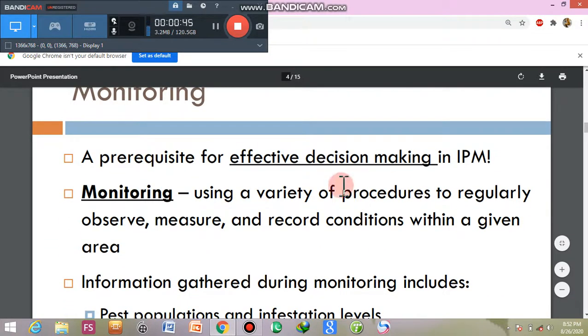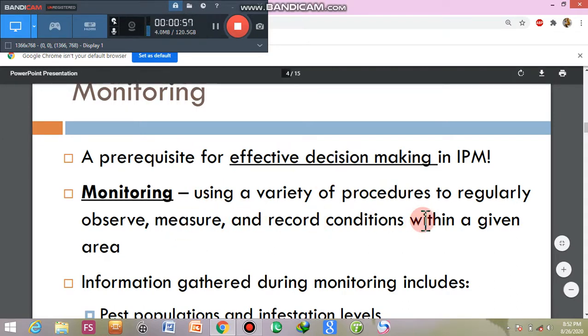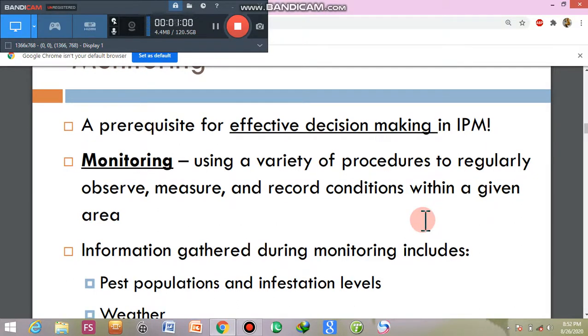Monitoring is a prerequisite for effective decision making in IPM. In monitoring, various procedures are used to observe, measure, and record conditions within a given area. Definitely, if you never go to the field to observe the insect or the pest and do not measure their level or their number, and do not maintain the record of previous infestation, you can't do proper integrated pest management, or if you are not following the SOPs of the IPM.